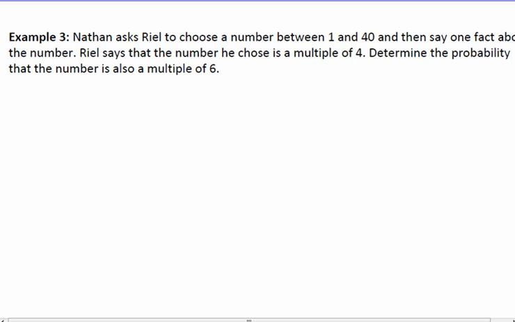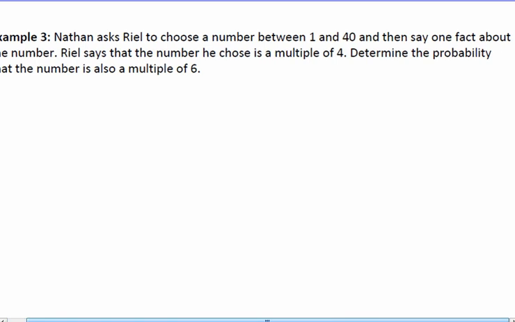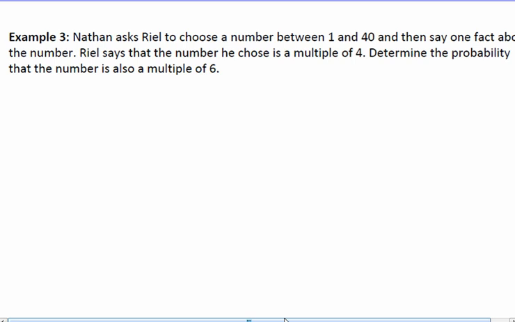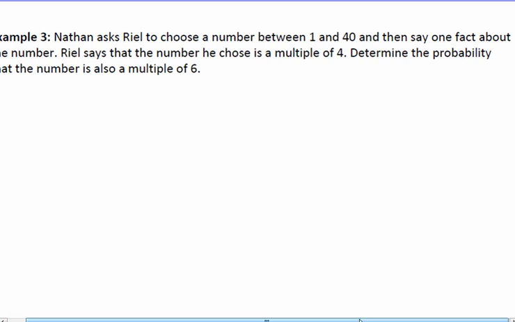Nathan asks Riel, that's a cool name too, pretty names, to choose a number between 1 and 40 and then say one fact about the number. For example, pick a number from 1 to 40 in your head. Say I chose 5. I could say it's a prime number, or I could say it's a multiple of 5. It has to be a number fact, a number property. Riel says that her chosen number is a multiple of 4.